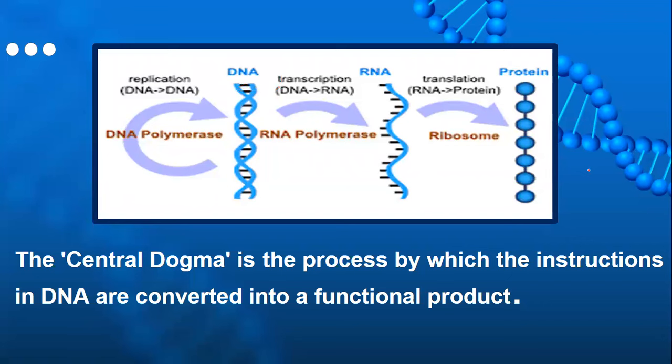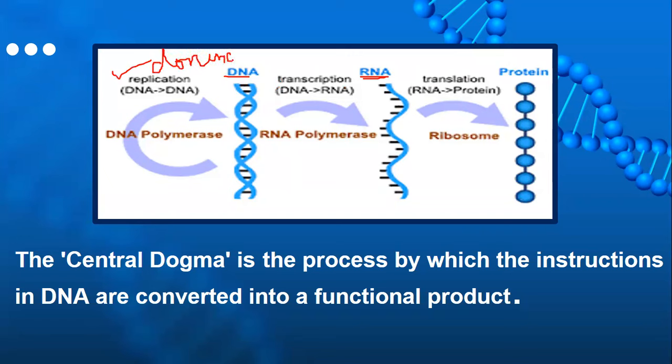Now, every student try to understand my words correctly. Before synthesizing RNA, DNA undergoes what process, friends? DNA undergoes a process called replication, which we also call duplication, which we also call cloning.